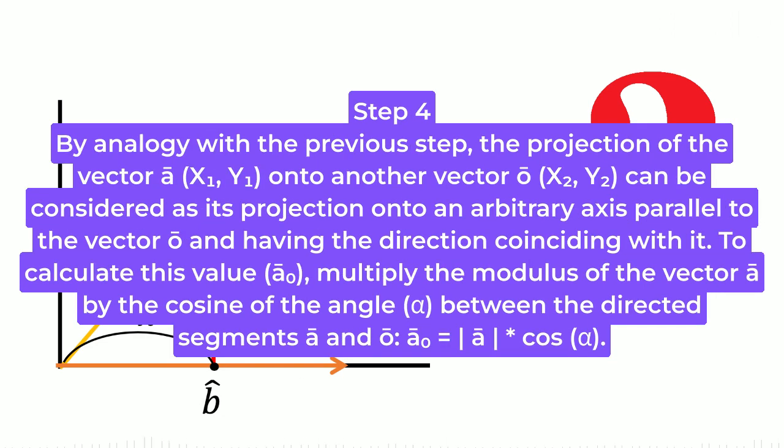Step 4. By analogy with the previous step, the projection of the vector A (x, y) onto another vector B (x2, y2) can be considered as its projection onto an arbitrary axis parallel to the vector B and having the direction coinciding with it. To calculate this value, multiply the modulus of the vector A by the cosine of the angle alpha between the directed segments A and B: Ab = A * cos alpha.